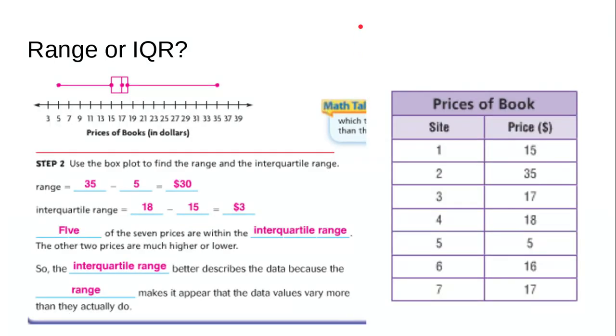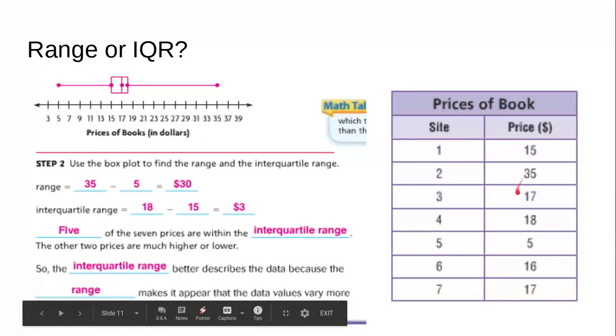So the question is, what is the better measure of variability, range or IQR? Well, we have to calculate what the range and the IQR are. So the range is the biggest number minus the smallest number. So you could take your two whiskers, 35 minus 5, and that gives you 30. Or you could have just looked in the data and subtracted those two.